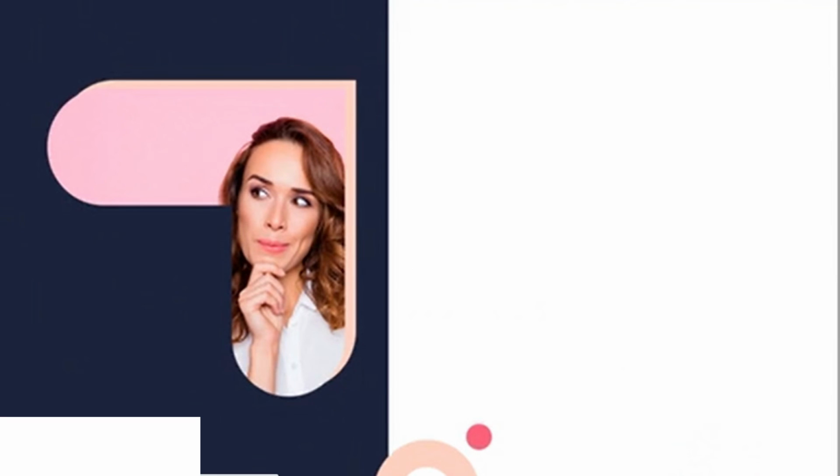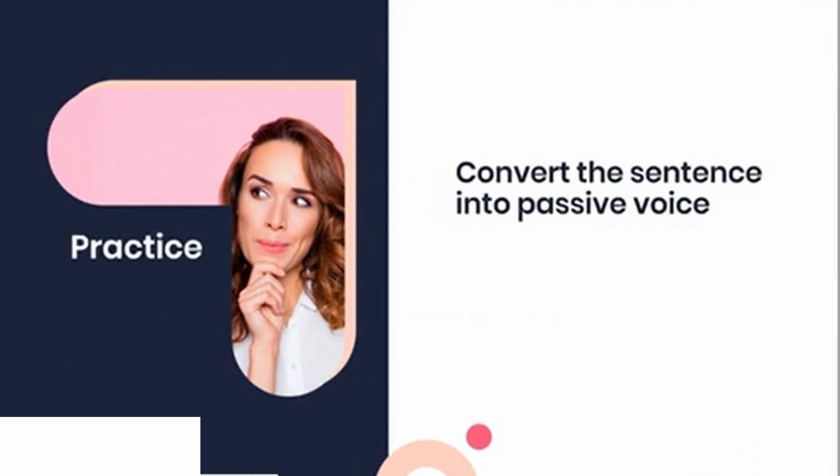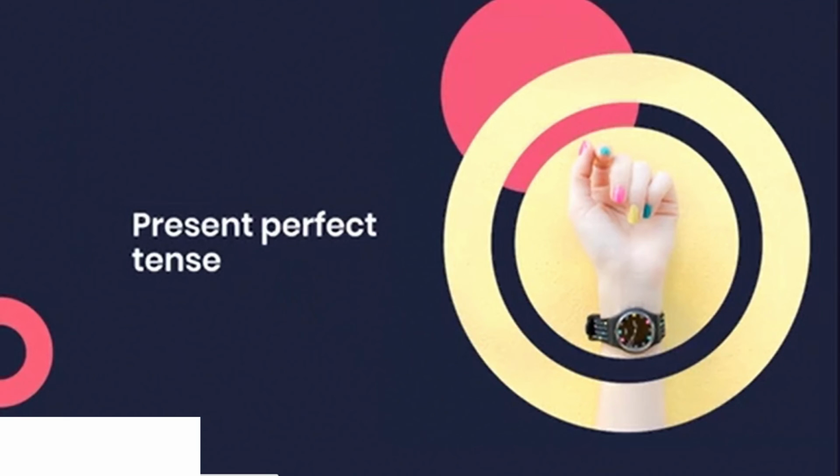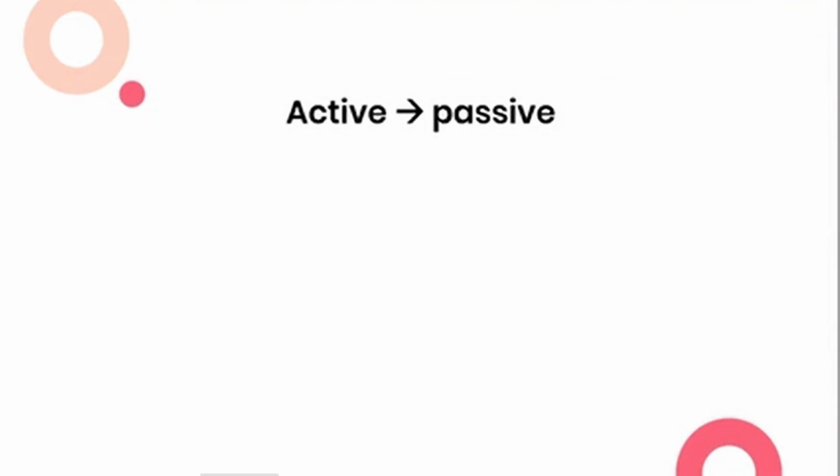Okay, now try it yourself. Convert the sentence into passive voice. Ali had ended the relationship. The correct answer is the relationship had been ended by Ali. Okay, great. Now let's move on to present perfect tense.